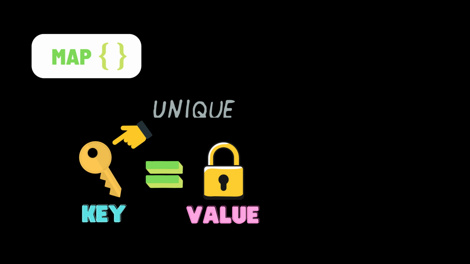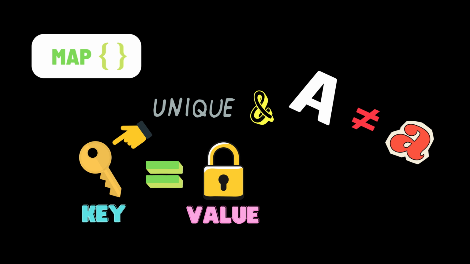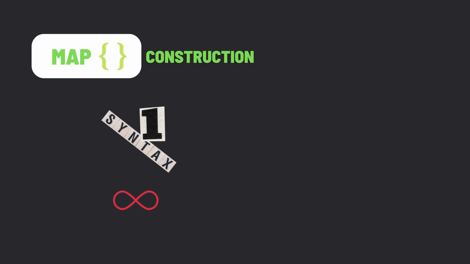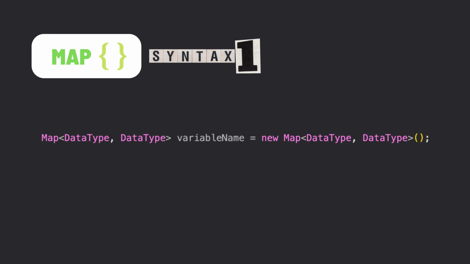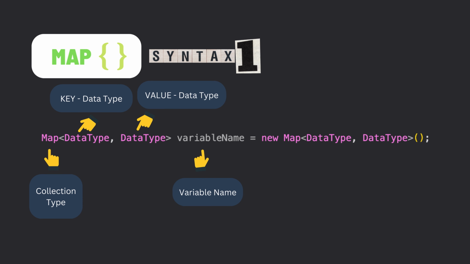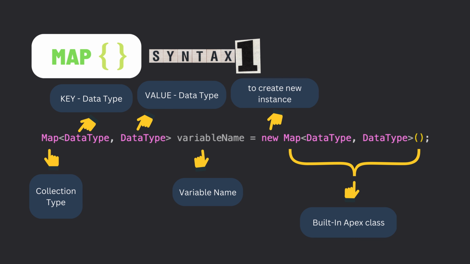Map. It's a collection of key value pairs where each key must be unique and is case sensitive. There are 2 ways to construct a map: using the syntax of the infinite values or using the infinite plus predefined values syntax. To define a map variable, start by defining the collection type. Then within the angle brackets, pass the key and the value data type. Define the variable name. Finally, as an assignment, create a new instance of a map class followed by parentheses.